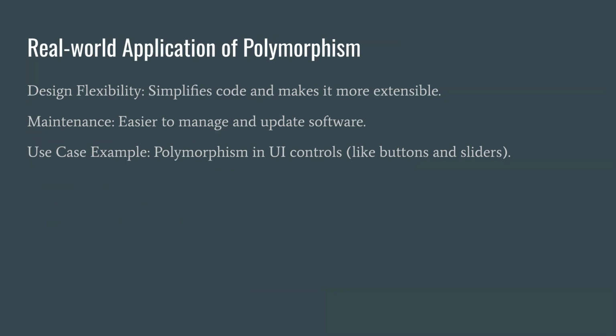Real world application of polymorphism. Polymorphism has practical applications in software development. It makes our code flexible and easier to extend. One example would be in a graphical user interface. Polymorphism allows us to handle different types of events from user interactions, like clicks on buttons or sliders, using a unified event handling method.